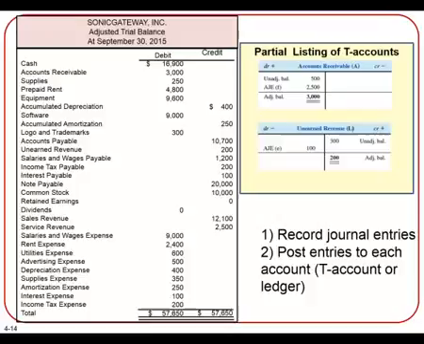Okay, so the last thing is the adjusted trial balance here before we move on to our financial statements. So before we completed our adjusting entries, we had an unadjusted trial balance, and now that we've done the adjustments, we have an adjusted trial balance. So we recorded journal entries, we posted entries to each T account, and we can take those T account balances and apply them to our trial balance. That's all we've got to do, take the balances from our T accounts and put them on our trial balance.